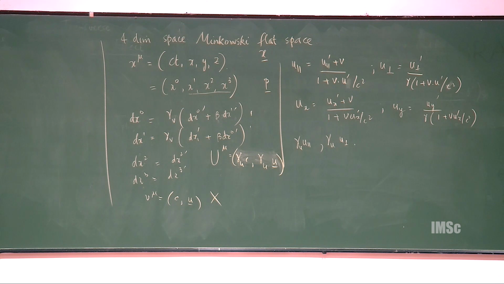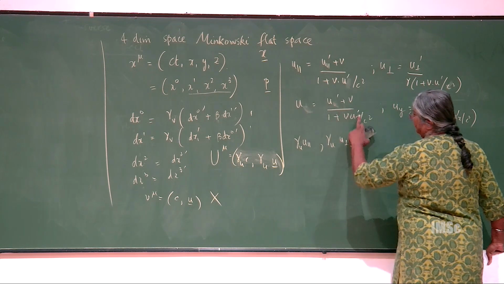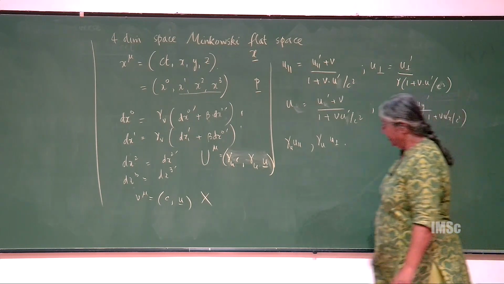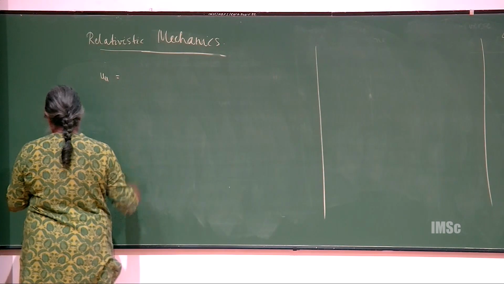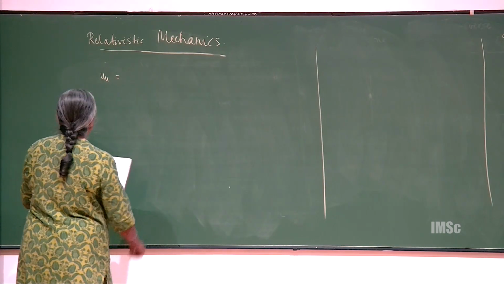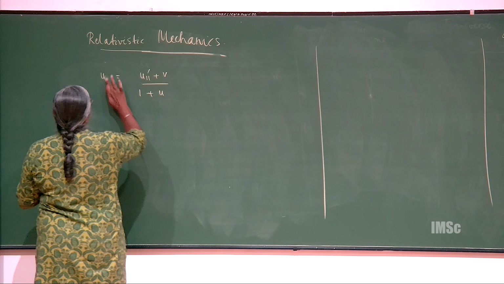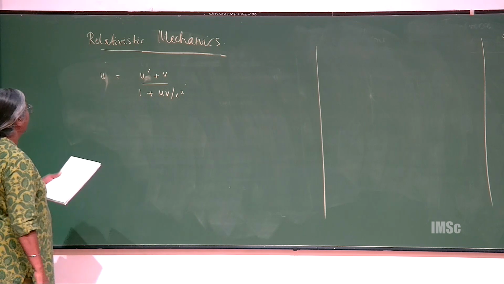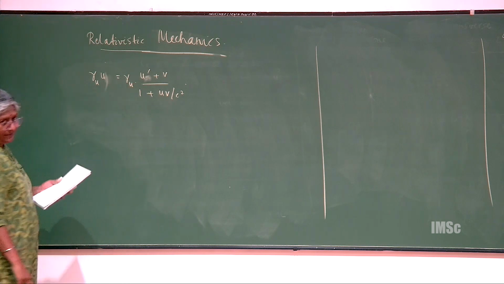So let me take a simple case where it is all moving in the same direction. So there is only u, right? And the uy prime will just be uy and so on. So there will be no parallel and perpendicular components. So what does this mean? I know that u parallel transforms as u parallel prime plus v by 1 plus u v by c squared. So gamma u times u parallel will transform as gamma u times this.